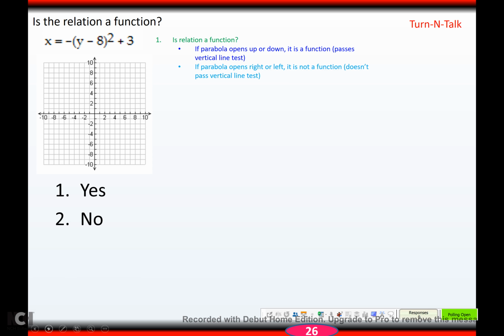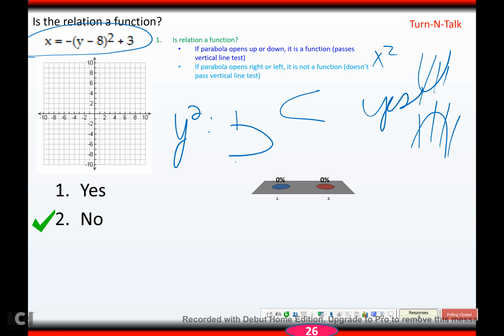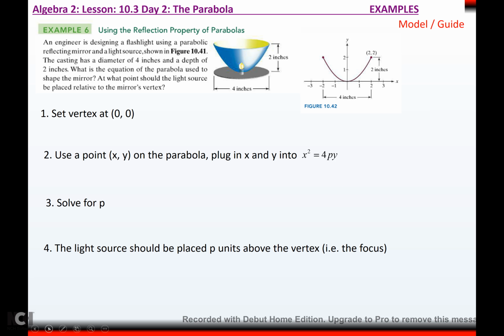Alright, is this relation a function? Hit pause, come back when you're ready. And hopefully you got no. I don't have to graph it. If x is squared, it's going to open up or down. Those will always pass the vertical line test, so those are functions. When y is squared, it's going to open to the right or to the left, which will never pass the vertical line test, so those are not functions. Okay?